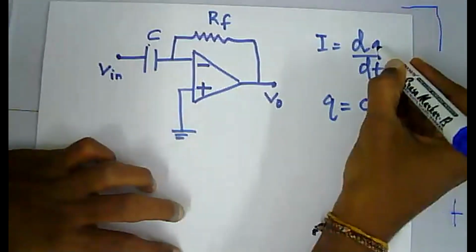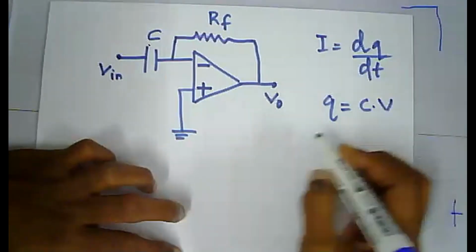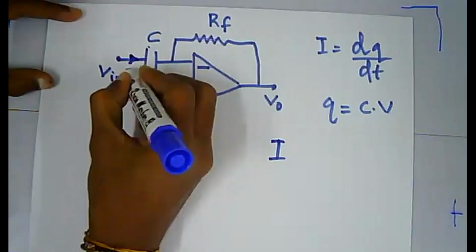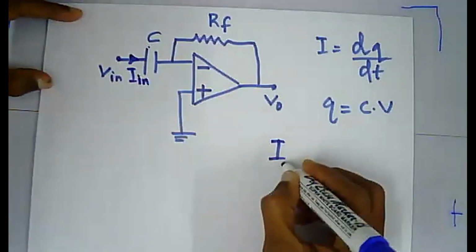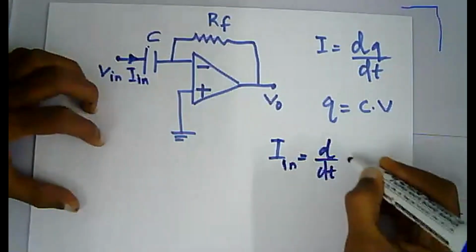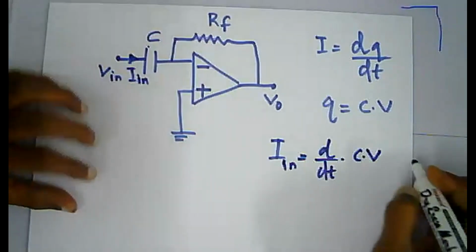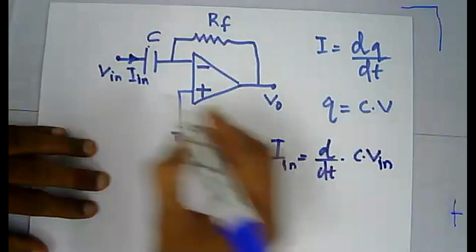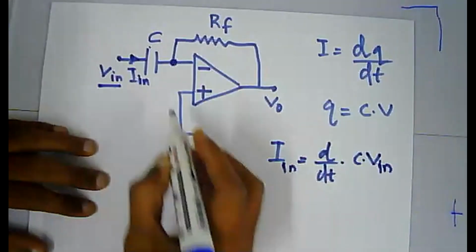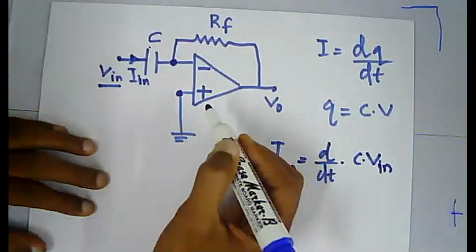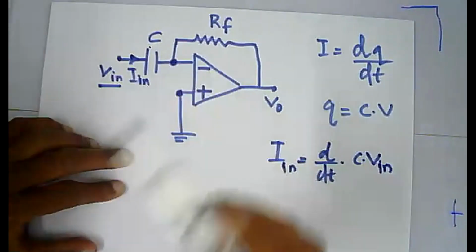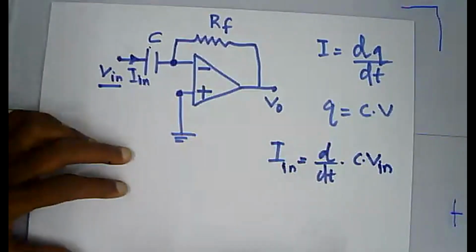Instead of Q, just substitute C into V. So your current through the capacitor, let this be I in, equals d/dt of C into V in. Am I right? The voltage at this point is V in and the voltage at this point is 0. Why? Because the voltage at the plus terminal is 0. Based on the golden rules, the voltage at this point is also 0.